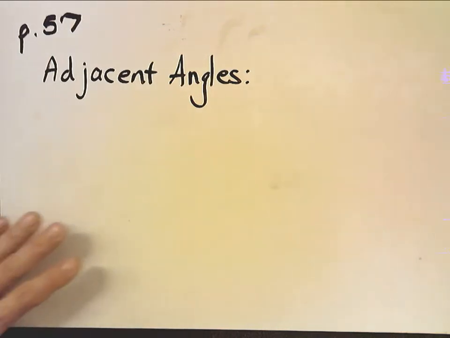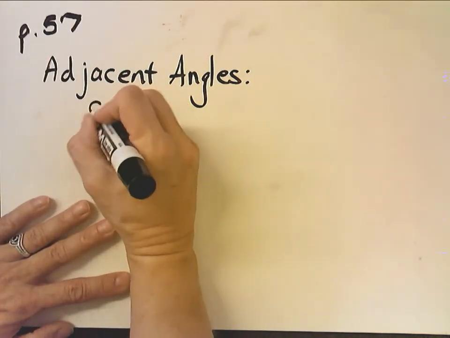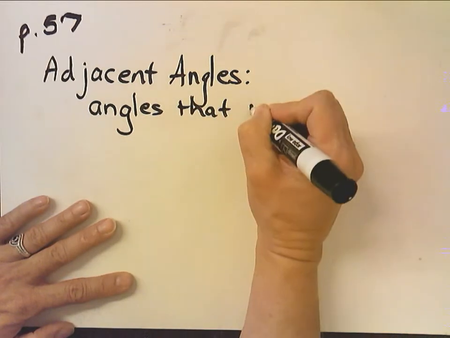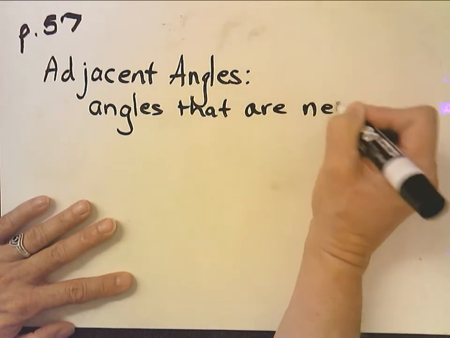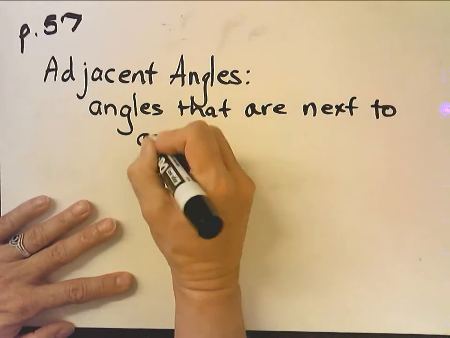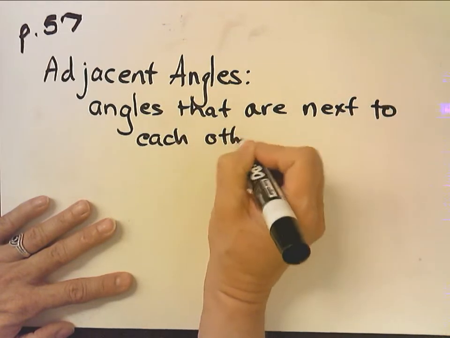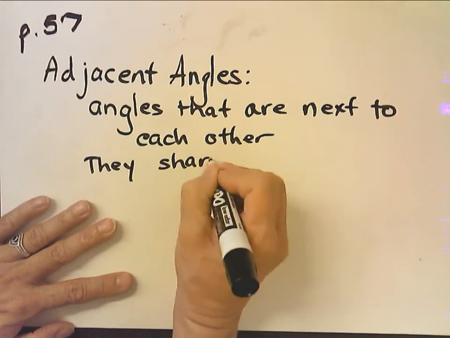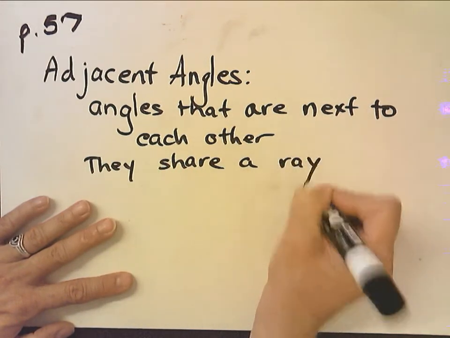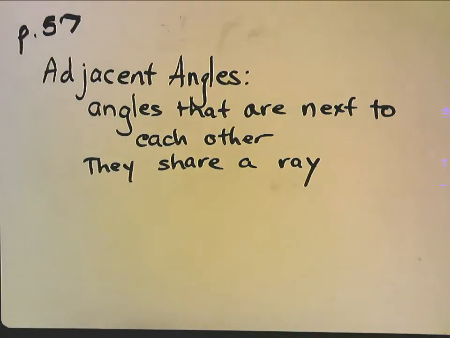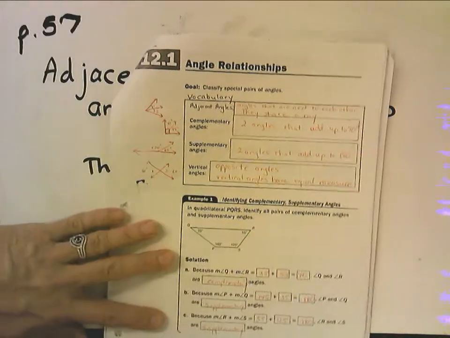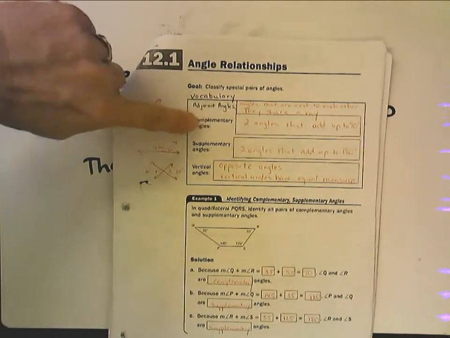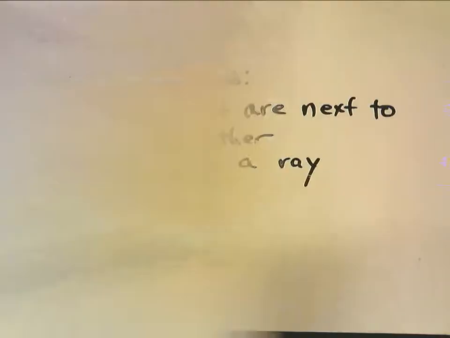Okay, so I want you to write in your notes, these are angles that are next to each other. And then add, they share a ray. Now, if you look at mine here, I want you to draw pictures of adjacent angles, but I'm going to make this bigger for you.